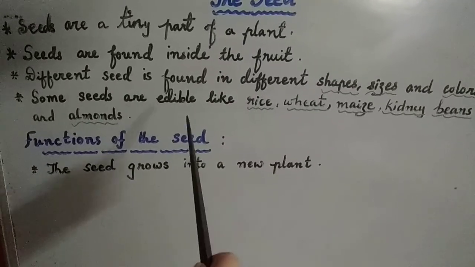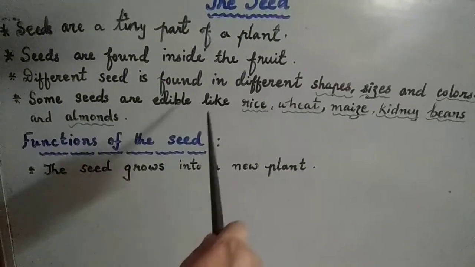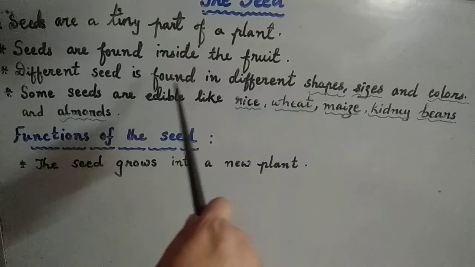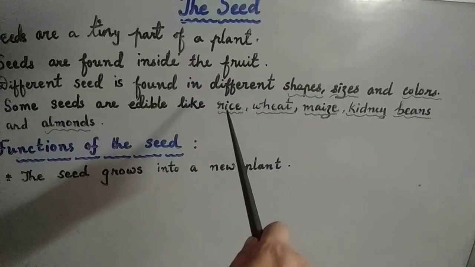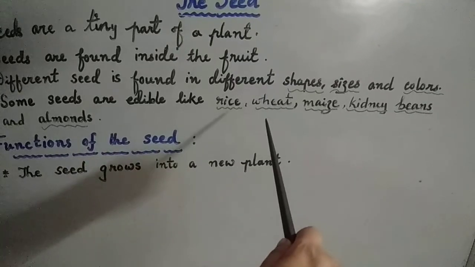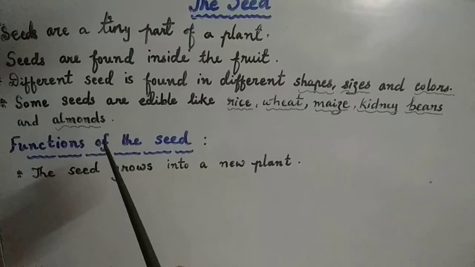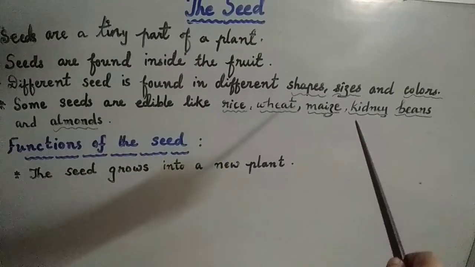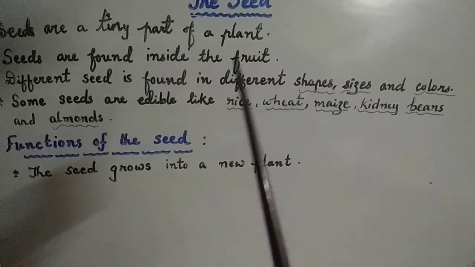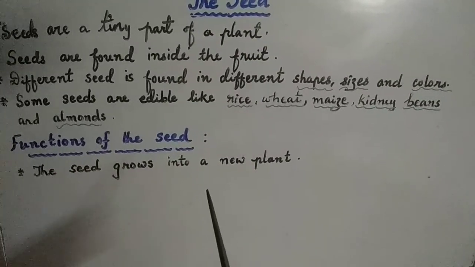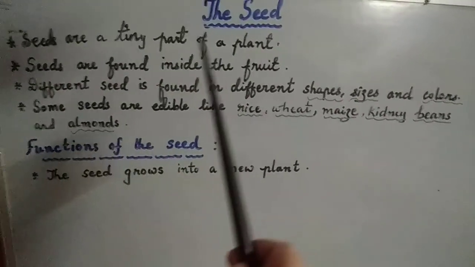Some seeds are edible. Edible means we can eat those seeds. What are they? They are rice, wheat, maize, kidney beans, almonds, soya beans, etc. There are different kinds of seeds that we can eat. So this was the introduction about the seed.